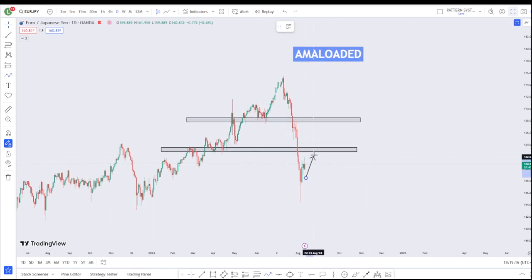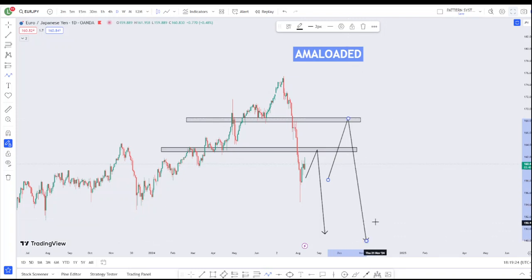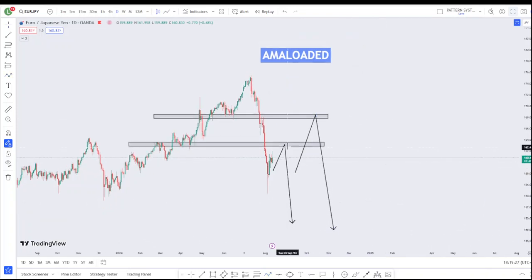I'm expecting this price to buy up to this key level zone so that we can take a sell opportunity, or the price action to buy up to this key level zone so that we can take another sell opportunity. So these are the two POIs that I'm watching out for on Euro JPY.